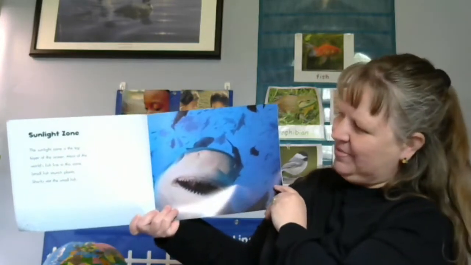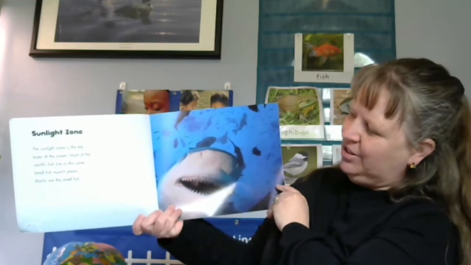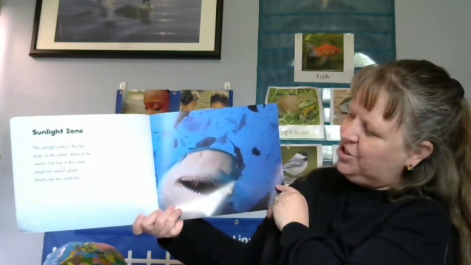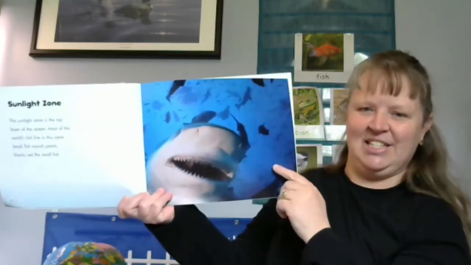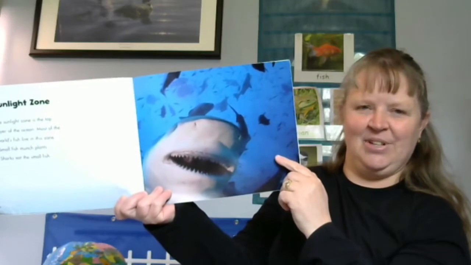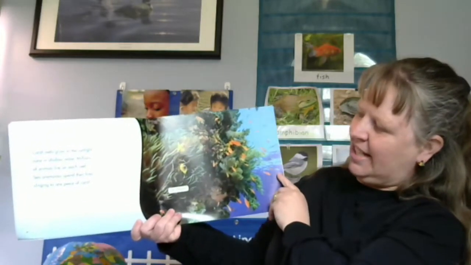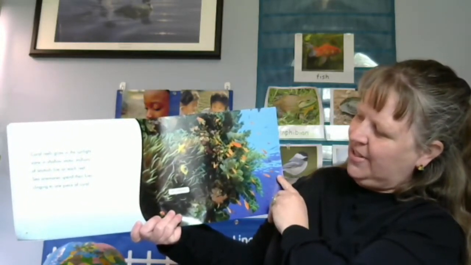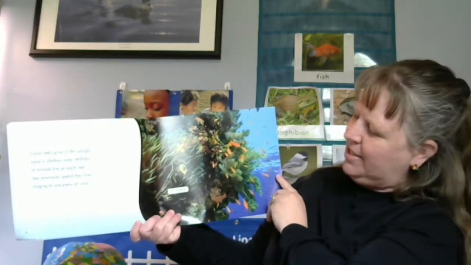Sunlight zone. The sunlight zone is at the top layer of the ocean. Most of the world's fish live in this zone. Small fish munch plants. Sharks eat the small fish. And we could see that shark with a mouthful of teeth. Coral reefs grow in the sunlight zone in shallow water. Millions of animals live on each reef. Sea anemones spend their lives clinging to one piece of coral.